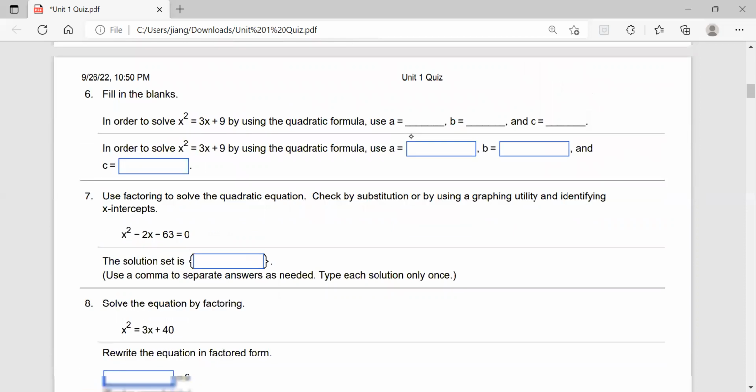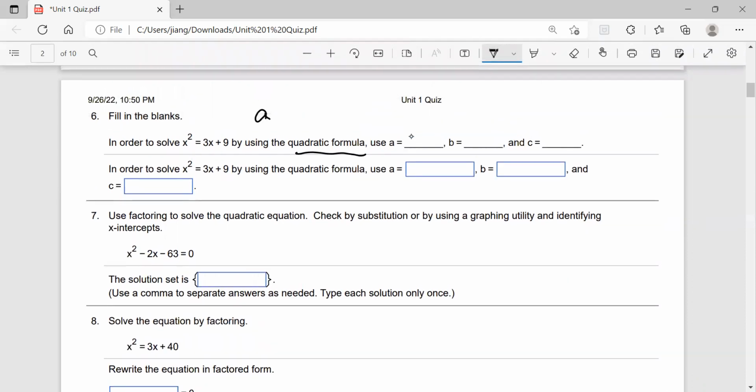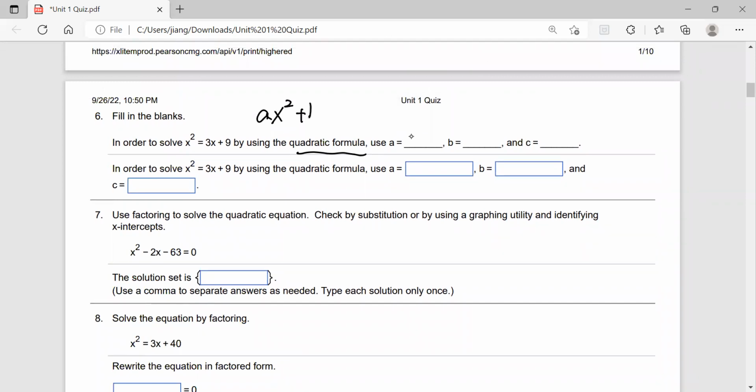And then next one, fill in the blanks. In order to solve this by using the quadratic formula, we must have ax squared plus bx plus c equals 0. If the expression is not like this, if not everything is on the left-hand side, we must move all the terms to one side. So for example, if I have this expression, I can't have 3x plus 9 here. I must have a 0 here.